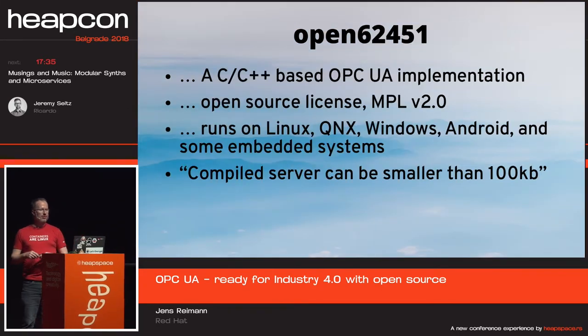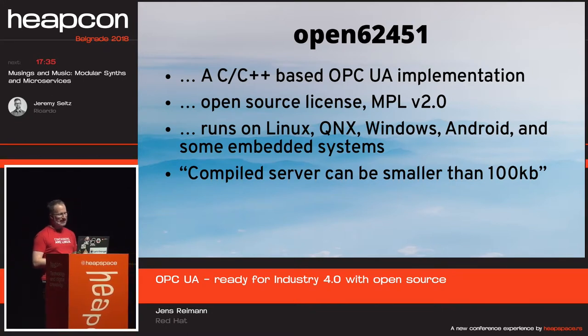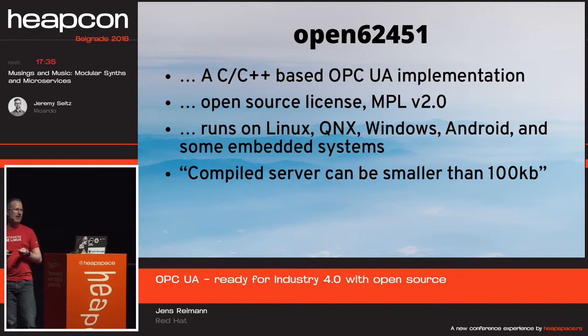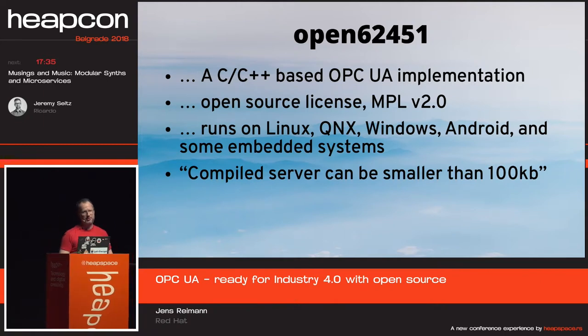So open62541, it's hard to speak. This is, again, open source, and this is the part which provides an implementation of OPC UA in C and C++. It runs on various operating systems, so there are different runtimes where you can run this. It's also thought of to be run in embedded systems, and the compiled server can be smaller than 100 kilobytes. So that's what I call a microservice, right? It's not 2 GB of RAM and stuff like that. That's a microservice.